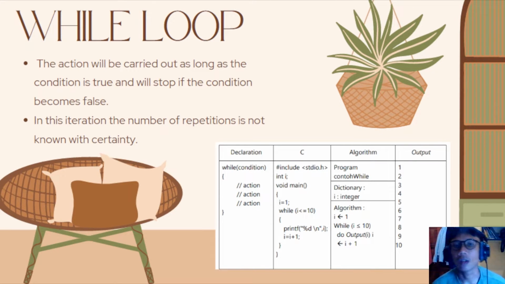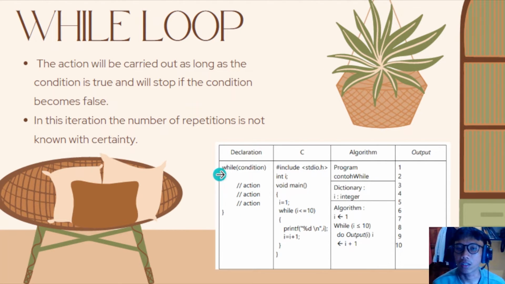Okay, now we talk about while loop. In while loop, the action will be carried out as long as the condition is true and will stop if the condition is false. In this iteration, the number of repetitions is not known with certainty. Now we dive into the examples of the code. Here is the declaration of while loop.